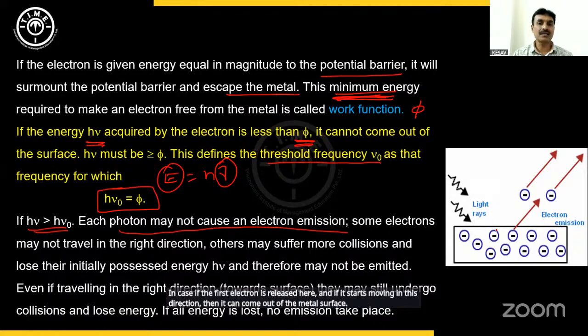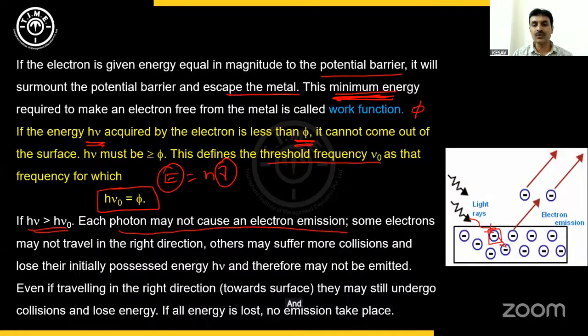And what is the importance of the direction? Suppose this electron is gaining energy from this photon, and instead of coming out of the metal surface, it starts going into the metal. Then it undergoes a number of collisions with the other electrons and ions. Finally, it may or may not be able to come out of the metal surface. That's why there's no guarantee that every photon is going to cause photoelectron emission.